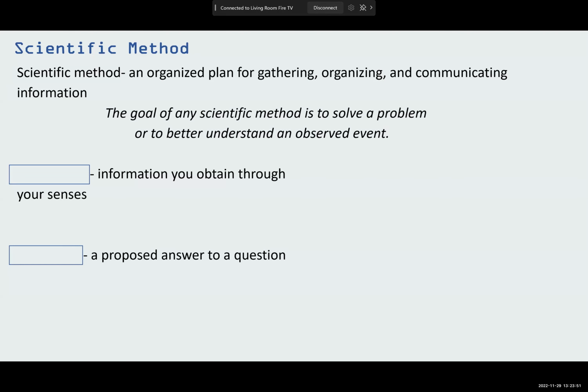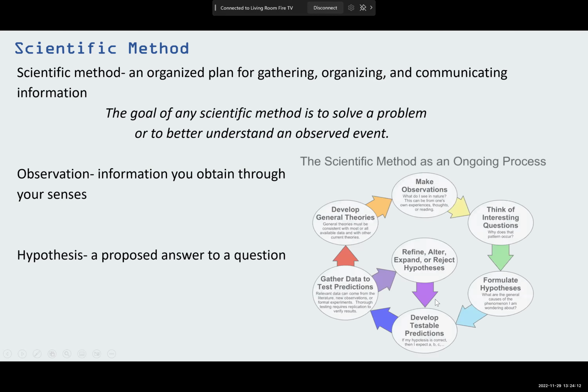Goal of any method is to solve a problem. All right, Yusuf. The information you obtain through your senses. Your information you're obtaining from your senses. You're looking around or listening or smelling. Do you know what that is? Observation. Oh, sorry, Sky. I bumped your question. I know you knew that one too. So an observation, and then a hypothesis is your proposed answer to a question.